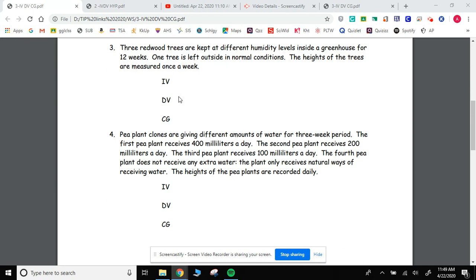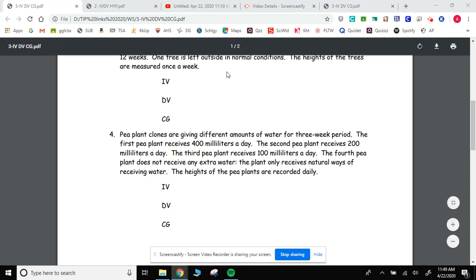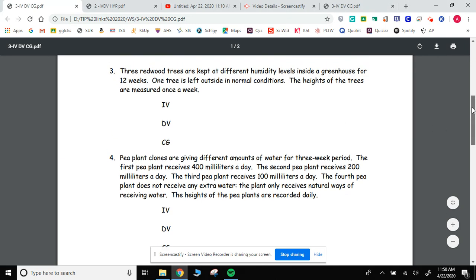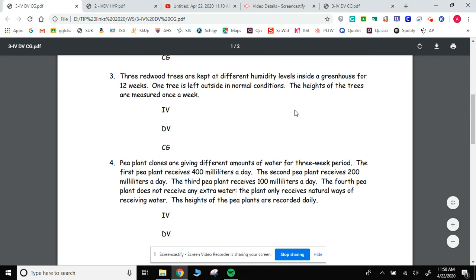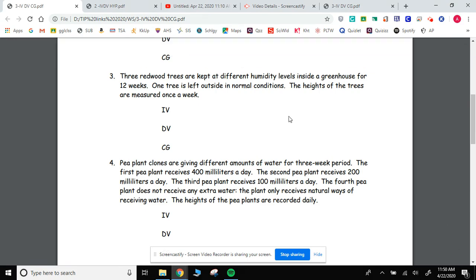Number 3, redwood plants are kept at different humidities in a greenhouse for 12 weeks. One tree is left outside. The height of the trees is measured. So the independent variable here, sorry, this is a repeat from before, is the different humidity levels, the amount of humidity. The dependent variable is the height of the trees measured.